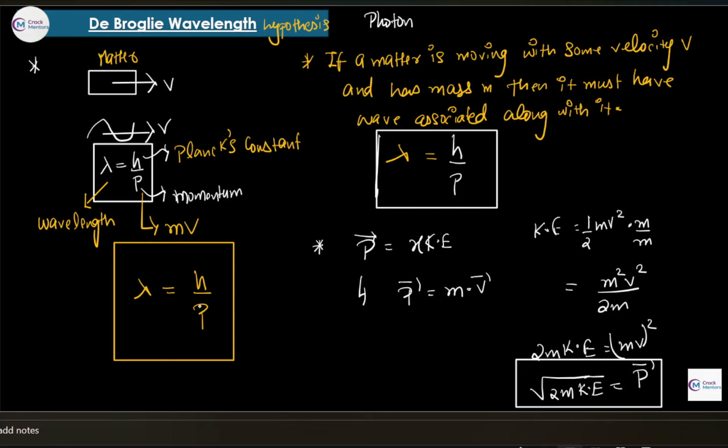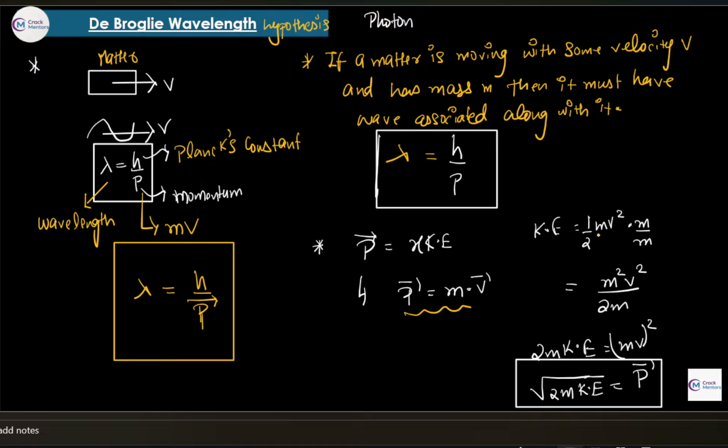Nothing else. Where P is momentum, H is the Planck constant, and lambda is the wavelength. I'm hoping that you know a relation between momentum and kinetic energy. And if you don't, then I have derived it right here.